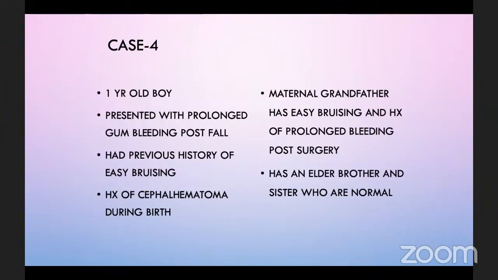Moving on to case number 4: a 1-year-old boy presented with prolonged gum bleeding post-fall, with a previous history of bruising. He had a history of cephalhematoma during birth. His maternal grandfather had easy bruising and a history of prolonged bleeding post-surgery, and he has an elder brother and sister who are normal.